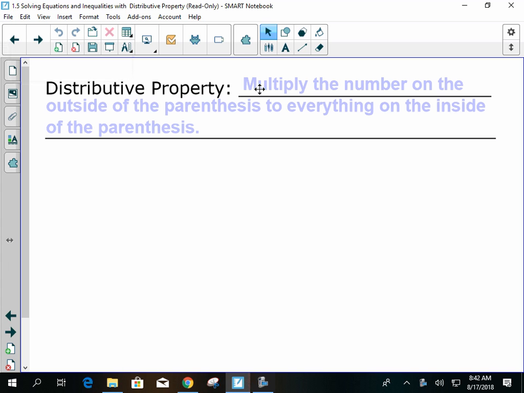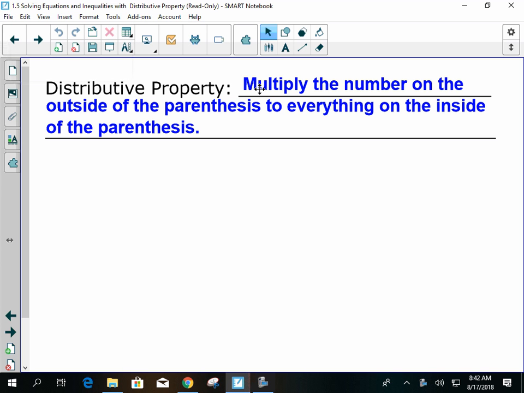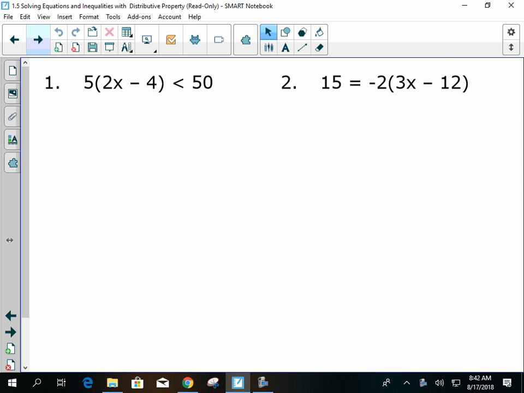Okay, this is lesson 1.5. Here's your definition for distributive property. You multiply the number on the outside of the parentheses to everything on the inside of the parentheses. Pretty simple. You've been doing distributive property for a while. You should know this. Number on the outside.